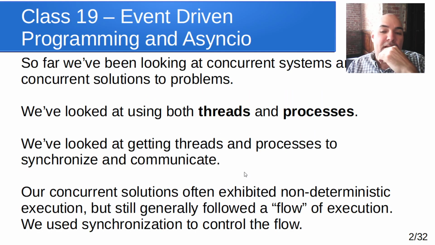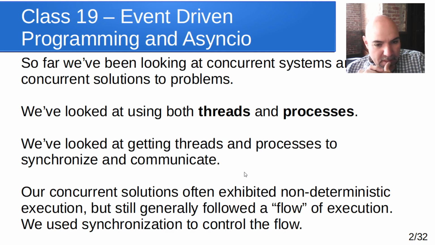So first off, we've been looking at concurrent systems and concurrent solutions to problems, and we've been doing that all semester. And we've looked at both using threads, which are all within one process, and the process itself switches between the threads of execution. And we've also looked at using processes, where the entities are completely separated and isolated from each other in their own respective processes, and those processes might even be on different machines. They might not even be in the same CPU or same system. They could be something more like a cloud-based system. And we've looked at getting those threads and processes to synchronize and communicate.